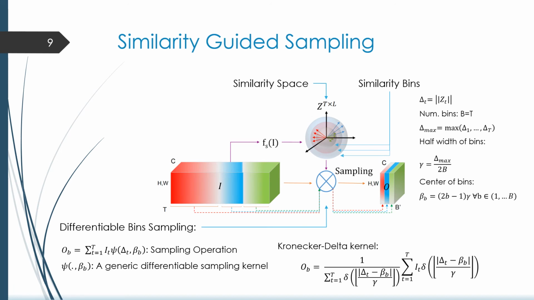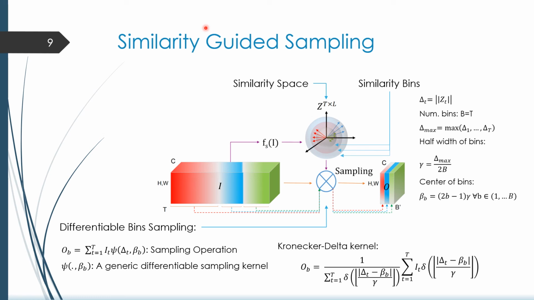The grouping and aggregation of all feature maps based on the bins will be done jointly by sampling temporal feature maps which belong to the same similarity bin and adding them together. To make the process differentiable, we use generic differentiable sampling kernels psi that are defined such that a sampler only samples from the input temporal feature map I_t if delta_t lies in the similarity bin b. Theoretically, any differentiable sampling kernel that has defined gradients or subgradients with respect to delta_t can be used.